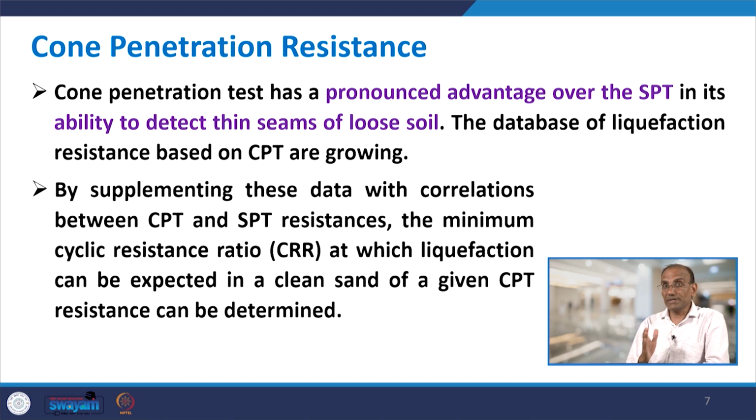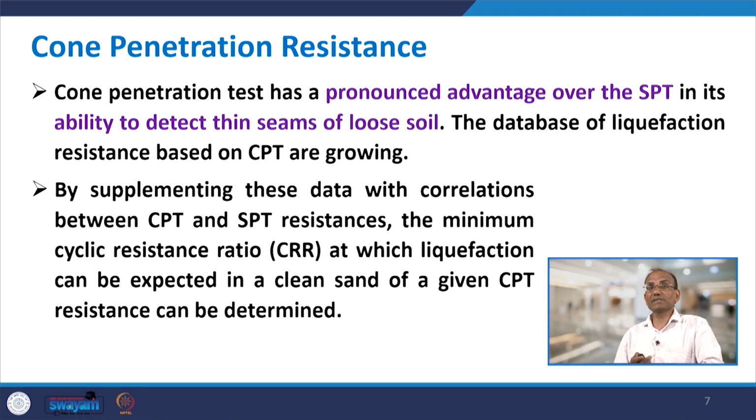Another issue is that a thin layer of soil could be missed in the SPT data, but it is not missed in the CPT data. The third point in favor of CPT is that you get more repeatability, meaning the test can be repeated. Due to this pronounced advantage over SPT, such as detecting seams of loose sand, CPT has many other advantages.